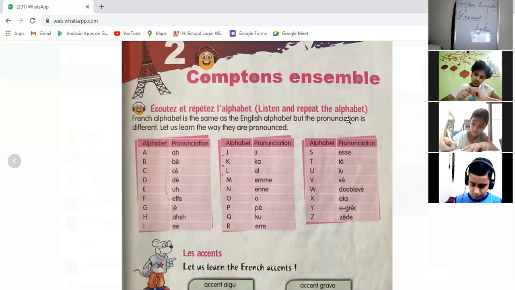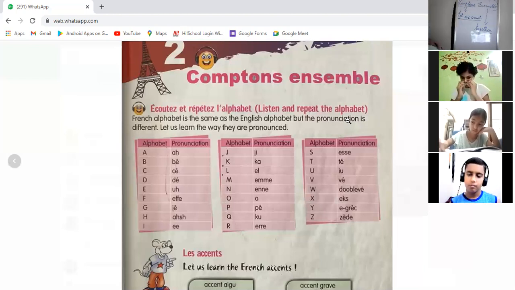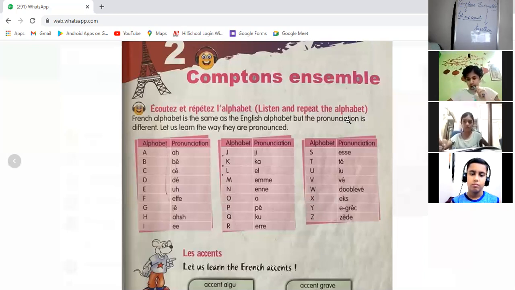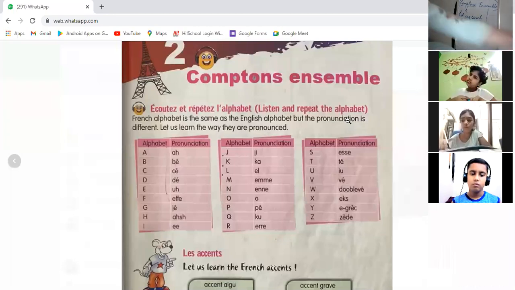Let us count together. Now in this chapter, what are we going to count? We are going to learn many things in this chapter. Basically, we are going to count numbers. We are going to learn numbers in French. But before the numbers, what is given? Can you see I have shared the screen? These are alphabets that are given to us. Children, just a minute, I think there's a call from school.